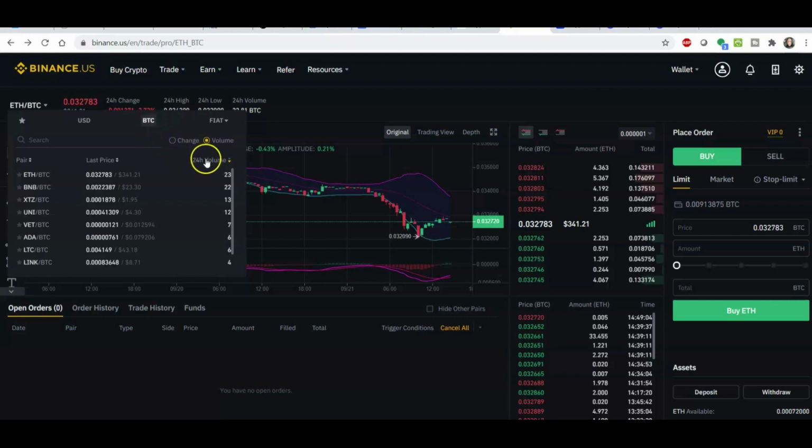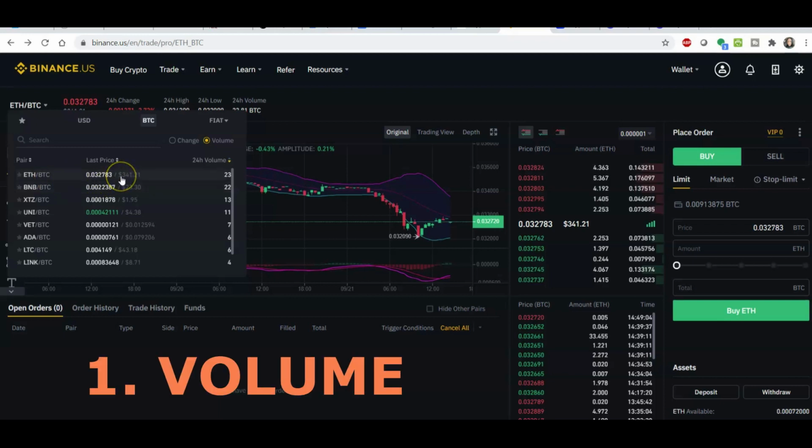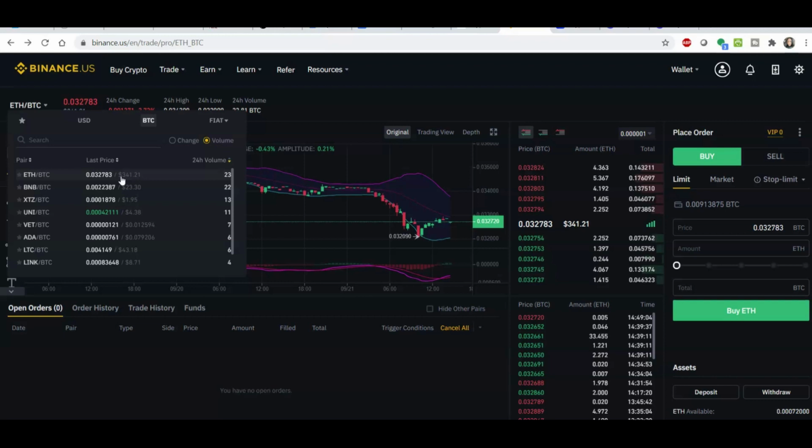And when we click on 24-hour volume in decreasing order, we see those pairs that have the highest volume. ETH and Bitcoin come up top. So that's one of my other search criteria, volume. You really want to trade a stock that has a lot of volume out there compared to the volume of other coins. We can see what the volume is for each and every coin.